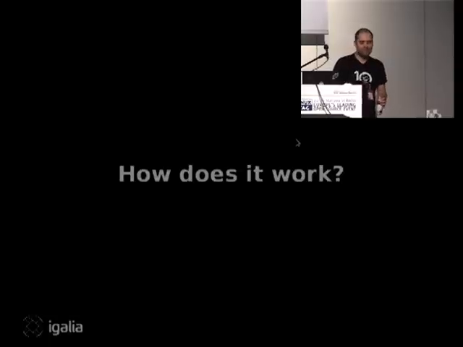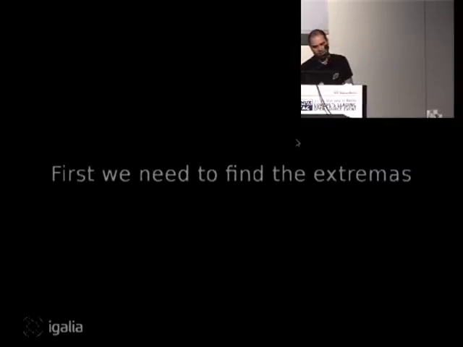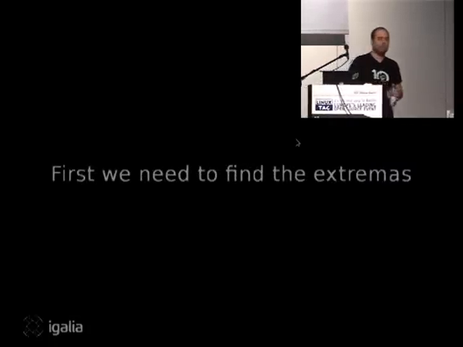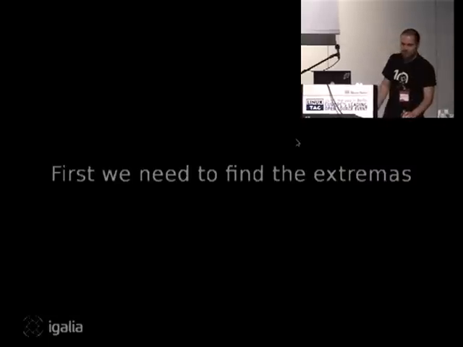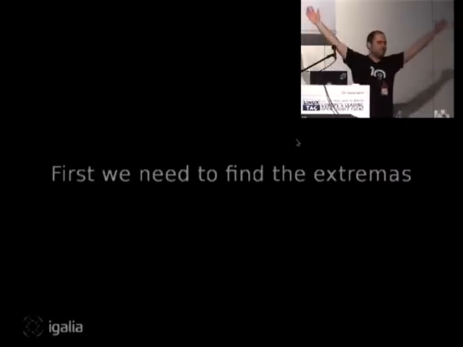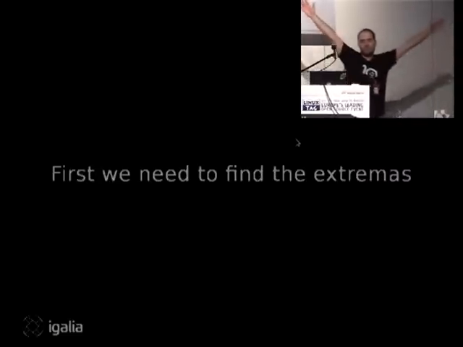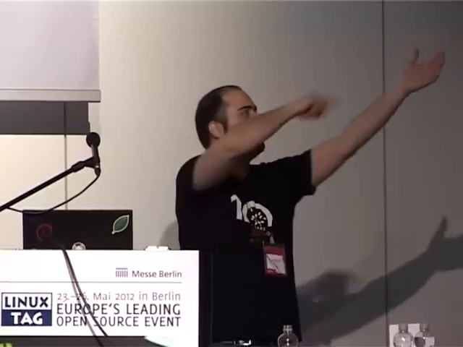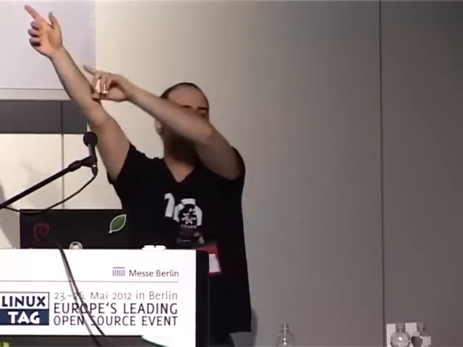So how does Skeltrack really work? First we need to find the extremes. The extremes are like, if you imagine a starfish, the extremity of the starfish is like this and this and this. So you can say they are the points that are further away from the center.